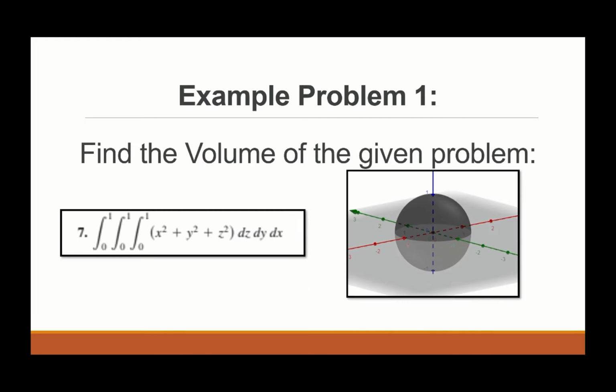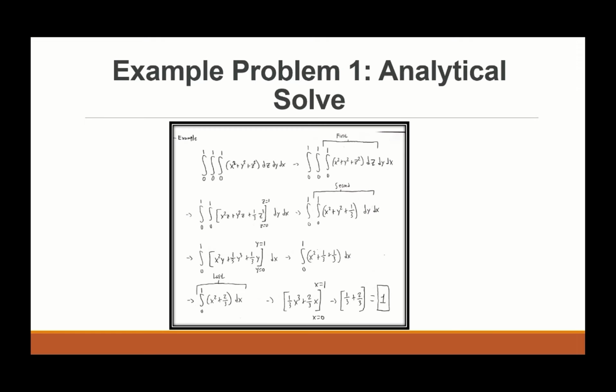Example problem 1: you're being told to find the volume of the given problem. In this case, it's the triple integral with all the bounds going from 0 to 1 of x squared plus y squared plus z squared in the order of dz, dy, dx. As you can see from the picture, this equation is actually a sphere. The analytical solve for example problem 1 is this handwritten work I've put up: the triple integral with all the bounds from 0 to 1 of x squared plus y squared plus z squared, dz, dy, dx.